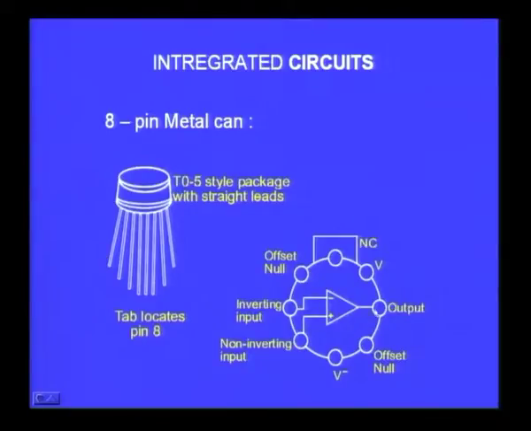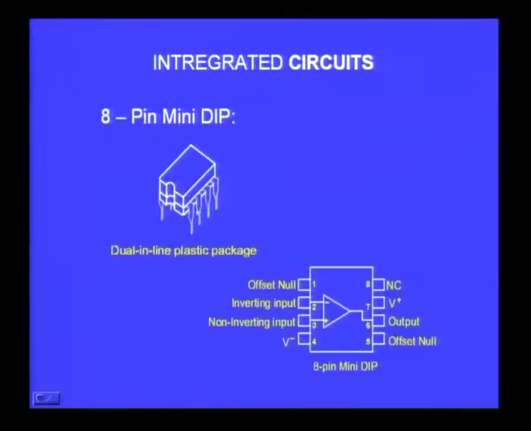You have already seen it also when we discussed the difference amplifier. So, this is one, the metal can. The other one is a mini dip, DIP. DIP means dual inline package. So, you have one line of outputs here and one more line of outputs on the opposite side, parallel to each other. This we call a dual inline plastic package.